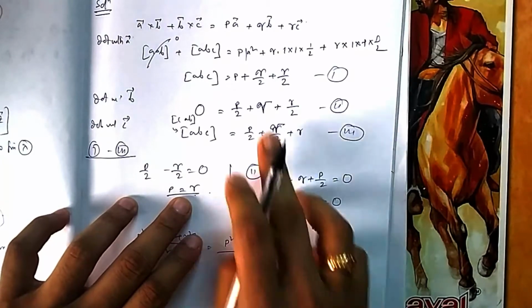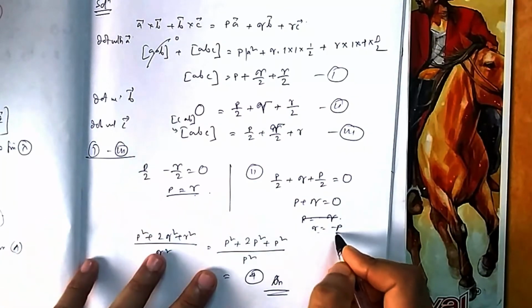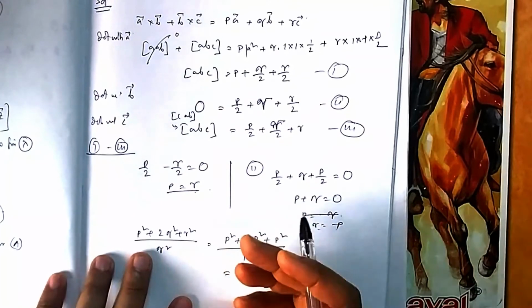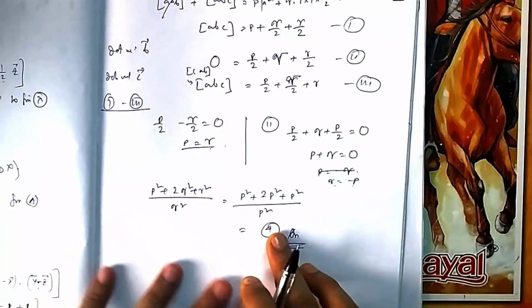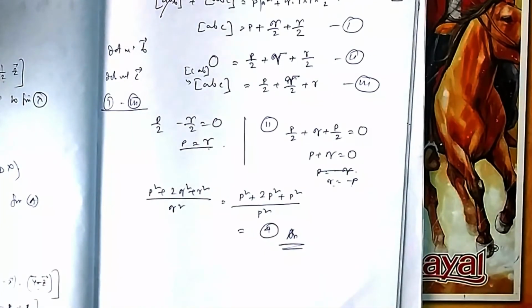Again, if you put P equal to R in the second equation, you will find the relation between Q and P. So you change everything to P, or everything to R, or everything to Q, whatever. So I changed everything to P here, so you got it. So that is your answer.